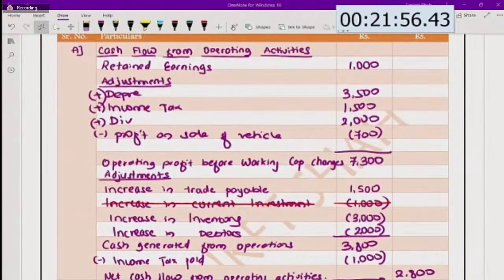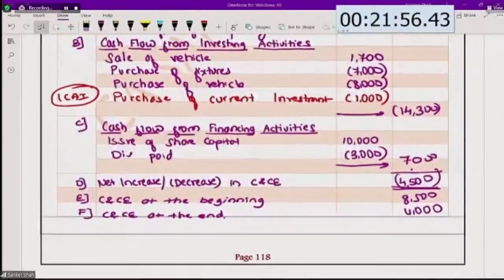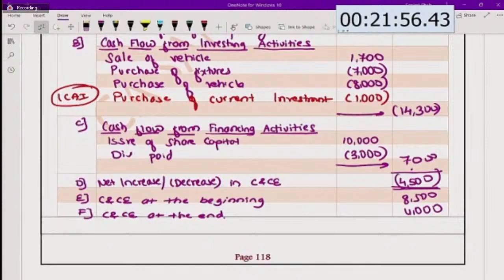$2,800. Operating activity. Yes, beta, adjusted P&L is helpful. Okay. Investing activity. Net increase or decrease in cash and cash equivalent. Very good.